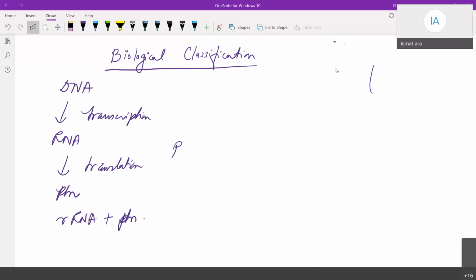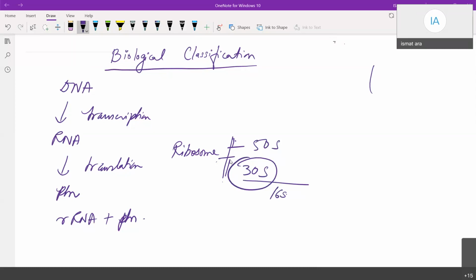Ribosomal RNA also helps form protein. Now, the ribosome consists of two subunits: one is 50S, another is 30S. In this 30S subunit, students, this 16S ribosomal RNA is present. Seeing this 16S ribosomal RNA, he isolated Archaebacteria and Bacteria. So he gave three domains of life.